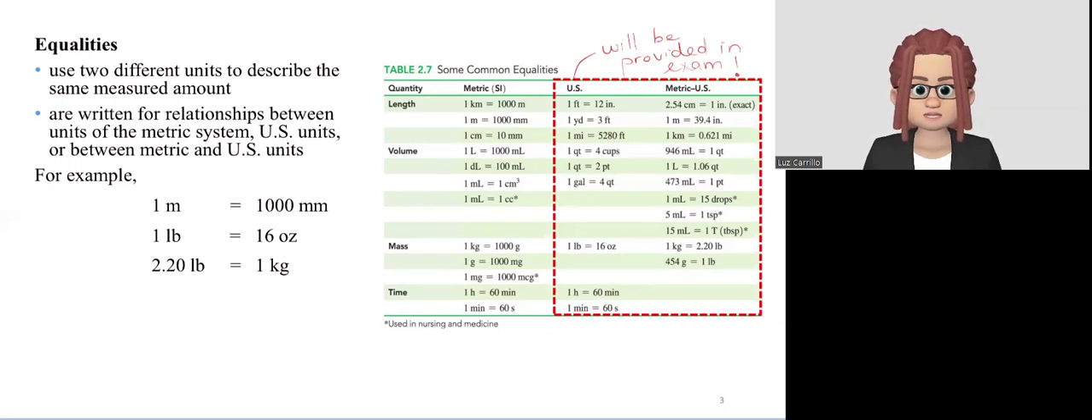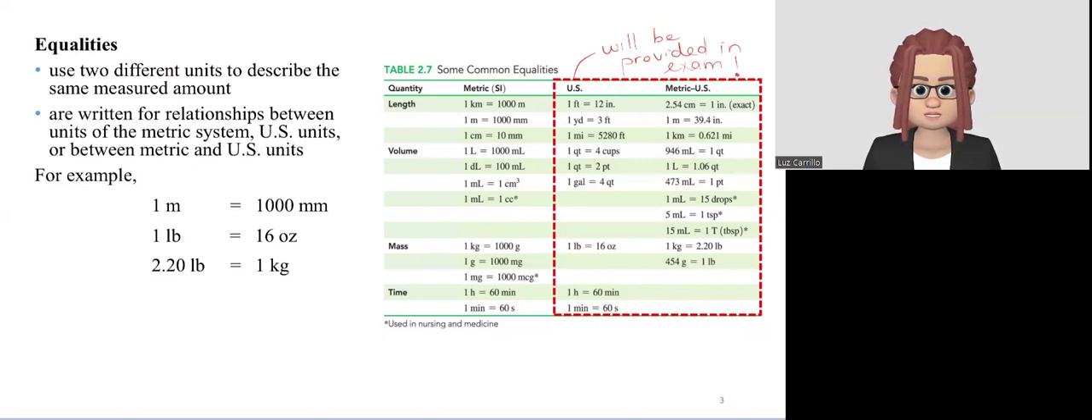In table 2.7, we have some common equalities. In exams, I provide the US units relationships and also the metric US relationships. I do not provide the metric to metric units relationships, but you can see a selected number of them in this table.